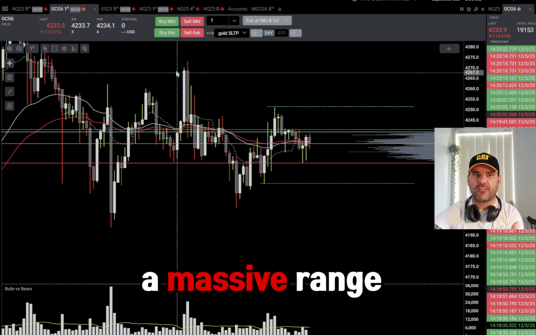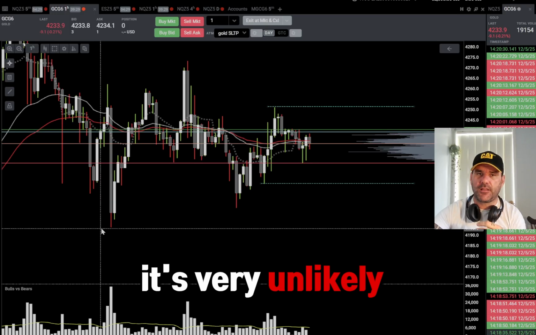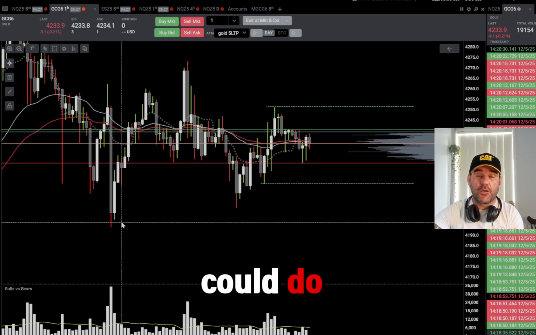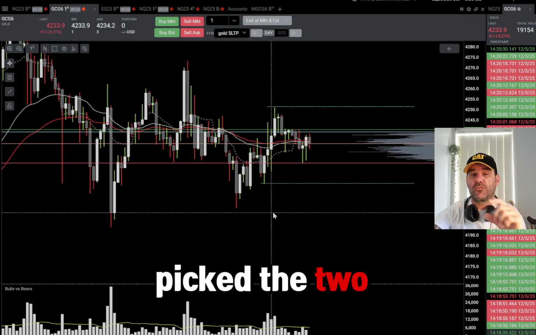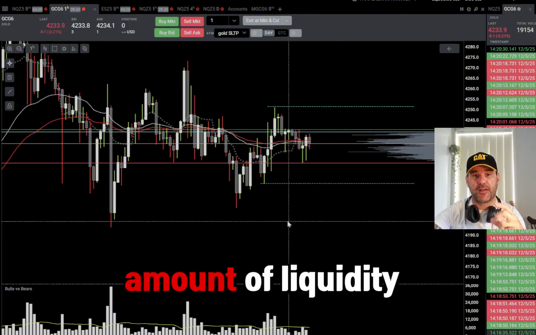So it doesn't have to be a massive range, like hitting this target and this target here or this target down here. It's very unlikely that it's going to push to that point. Could do, but it's very unlikely. So I picked the two closest, most relevant points of interest that would have a fair amount of liquidity.